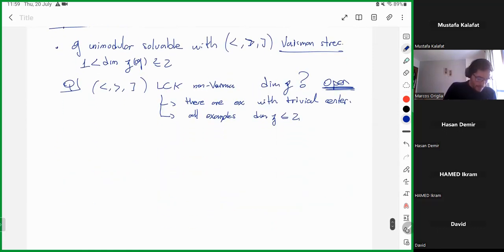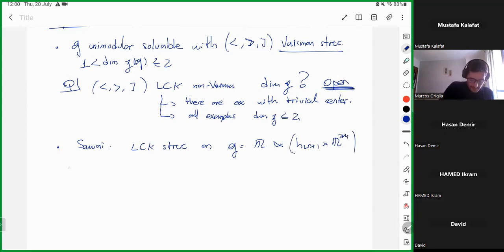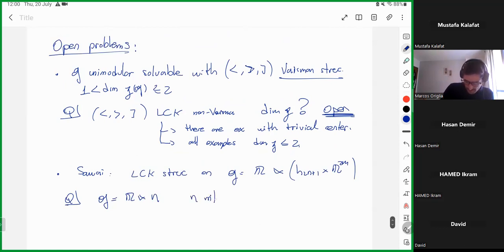And the other thing is what I mentioned about Sawai and the characterization he did for LCK structures. He studied LCK structures on almost nilpotent Lie algebras, but a very particular family of them, just this one. He characterized Weismann and LCK there, but again, the question here is what happens for LCK in general, and nilpotent, and not isomorphic to an extension of Heisenberg. Again, this is widely open. The only studied case is this one by Sawai, where the dimension of the commutator equals 1. The rest is open.